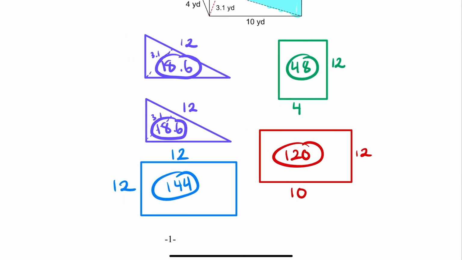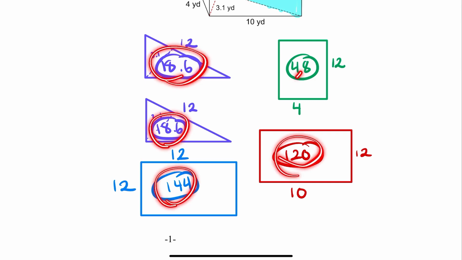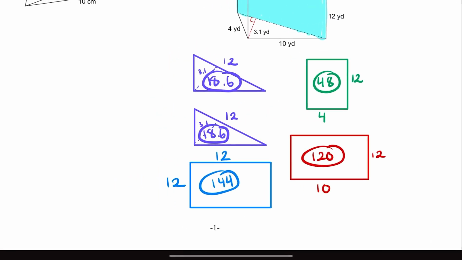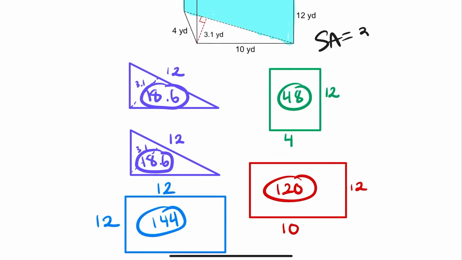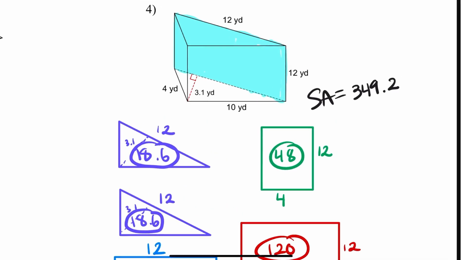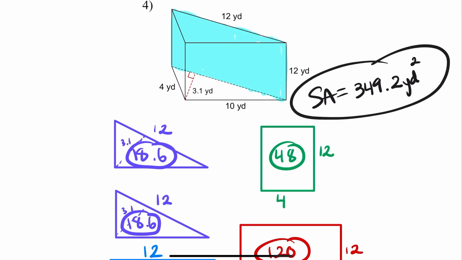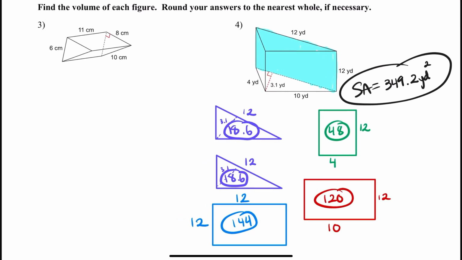Total surface area, I need to now take all these areas and add them up, right? Plus, plus, plus. And I'll write that in black over here. Surface area is 18.6 plus 18.6 plus 144 plus 120 plus 48. All right, cool. So my total surface area is 349.2. The units are yards, and because it's area, square units. That would be the whole thing there. All right, so I hope that's helpful for triangular prism.